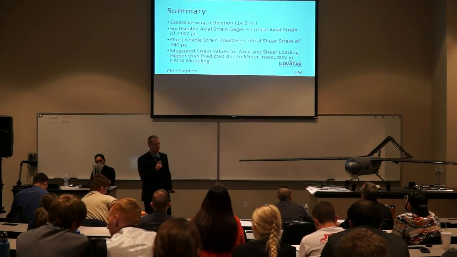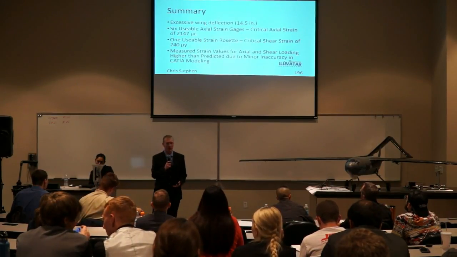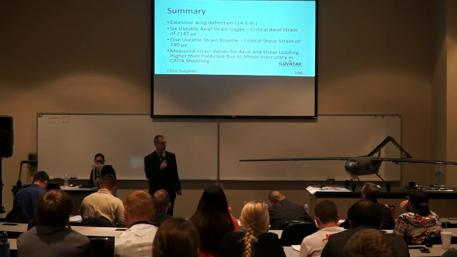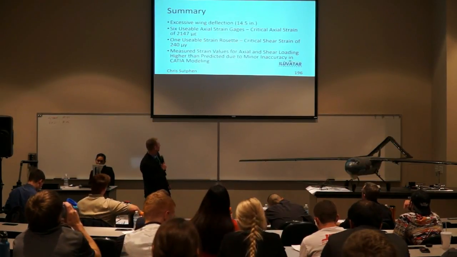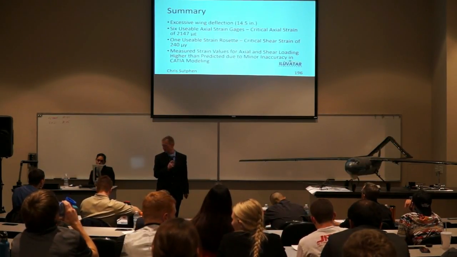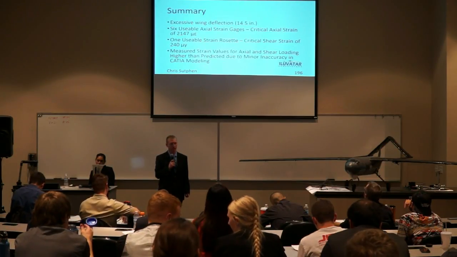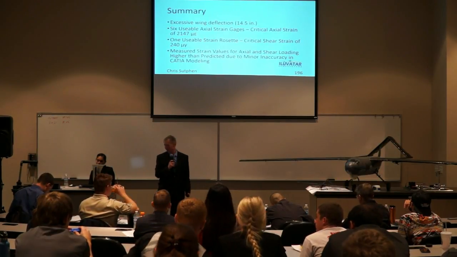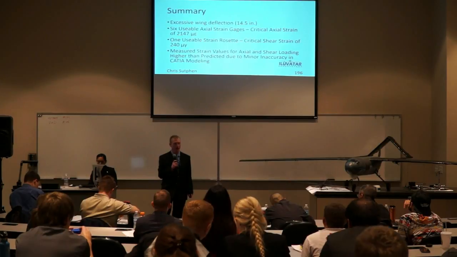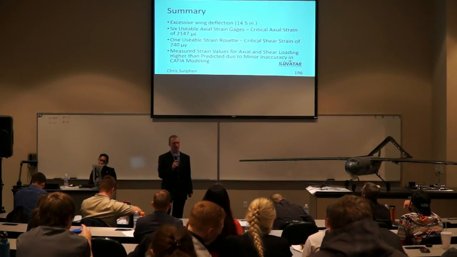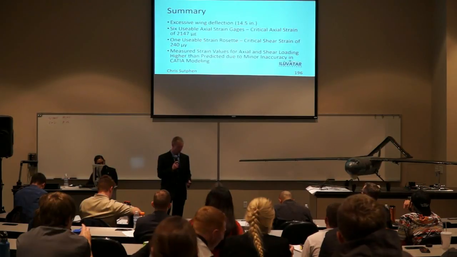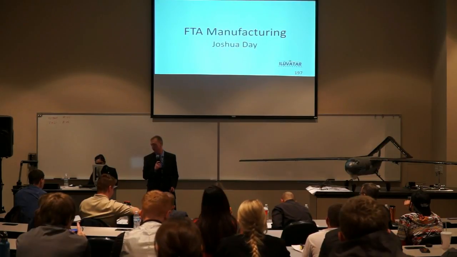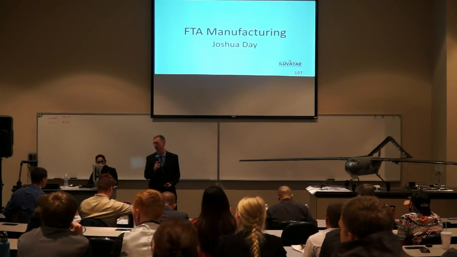So in summary, we had excessive deflection, which was the main reason we were not able to accurately represent our results. From our 6 usable strain gauges, we had a critical loading of about 2,100 microstrain axial, and for our 1 usable strain rosette, we have about 240 microstrain in shear. Our measured strain values for axial and shear loading were again higher than predicted. It's likely due to a mixture of the CATIA modeling and the ANSYS modeling being slightly inaccurate in a couple of very small areas that have very large impacts on the result. Now I'll hand us back to Joshua Day for the manufacturing of the FTA.